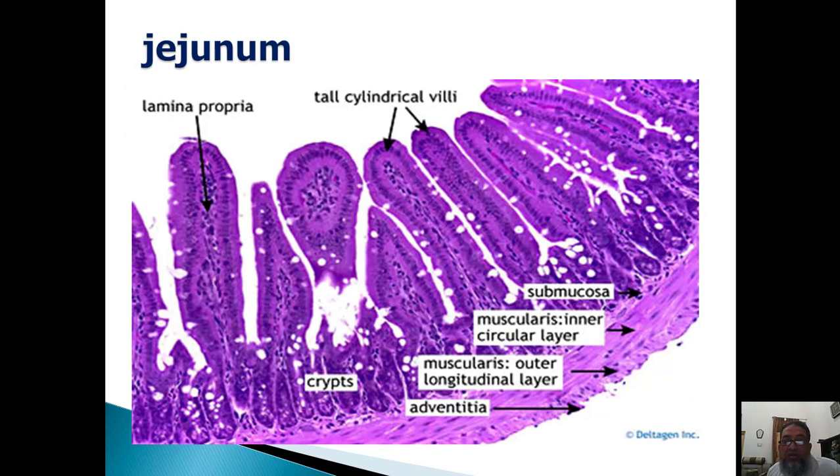This is the jejunum. Look at the picture. In the jejunum, the intestinal villi are long and finger-like, and crypts of Lieberkühn are present in the lamina propria. The muscularis mucosa is there, but the muscle layer is thin, and the outer layer is adventitia, and serosa is also present in the jejunum, because the jejunum is intraperitoneal.